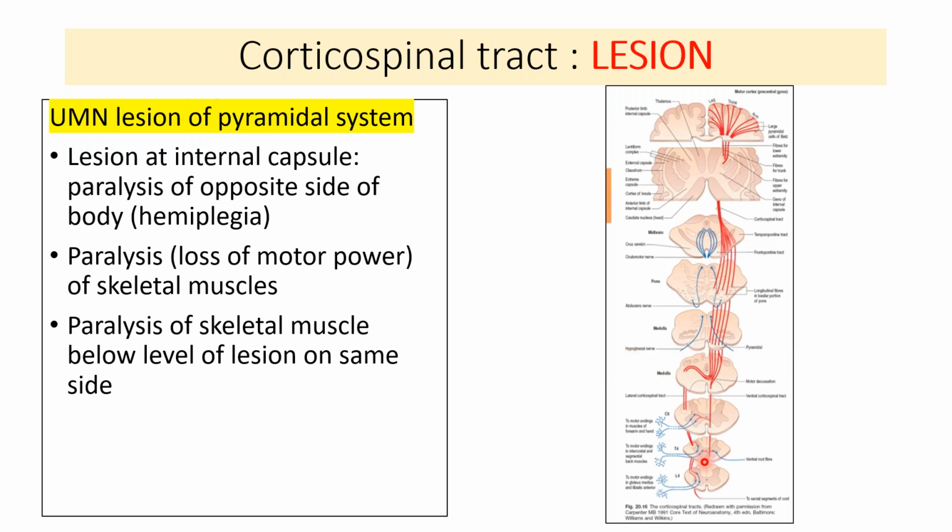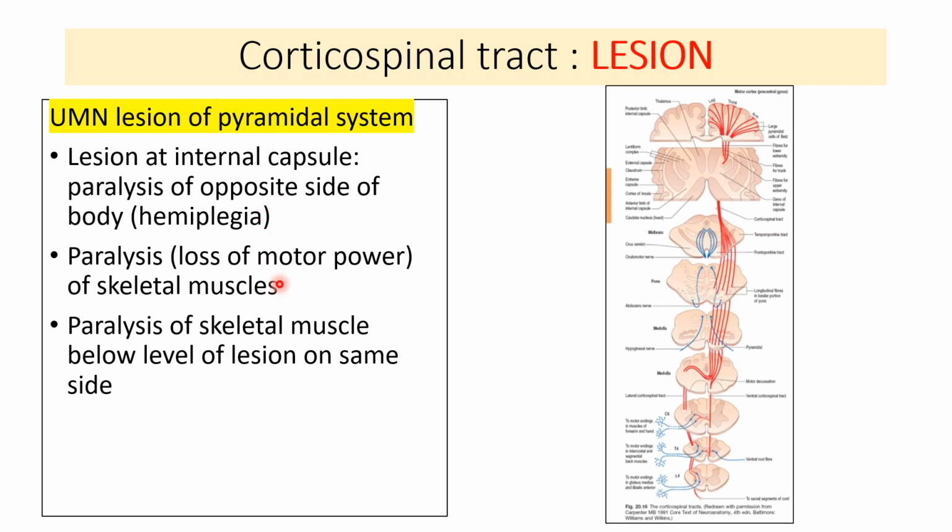The lower motor neuron lesion will be the anterior horn cells and its peripheral process. That will be the lower motor neuron lesion. So basically, at the internal capsule, the lesions often cause opposite side hemiplegia, opposite side paralysis. Why? Because if this tract is cut, it was supposed to supply the opposite half of the body. So obviously, this will lead to hemiplegia, that is paralysis of the opposite side of the body.